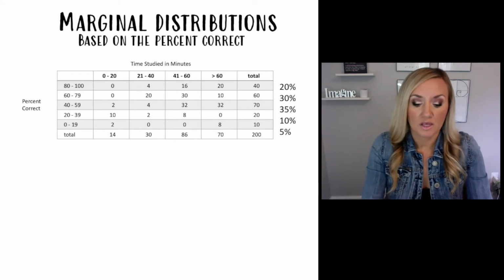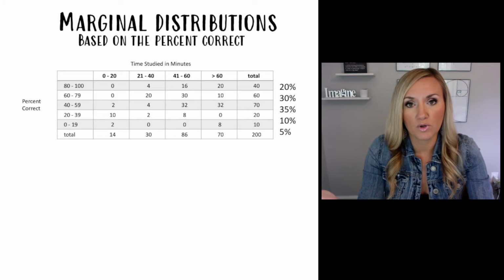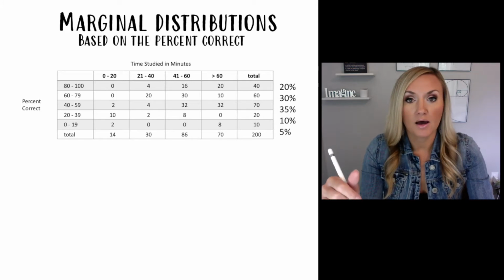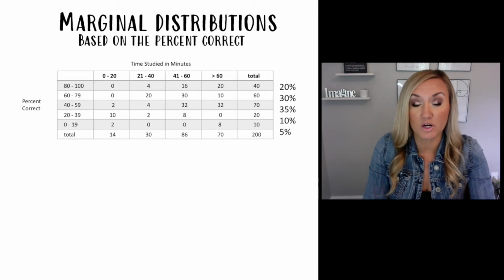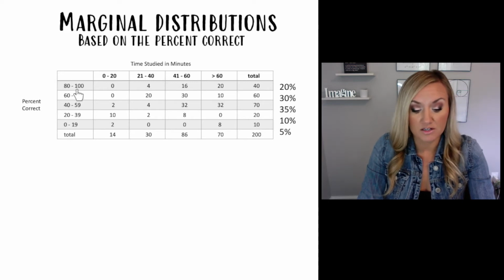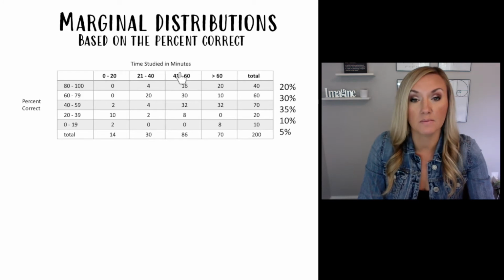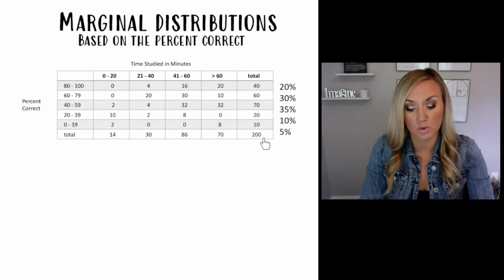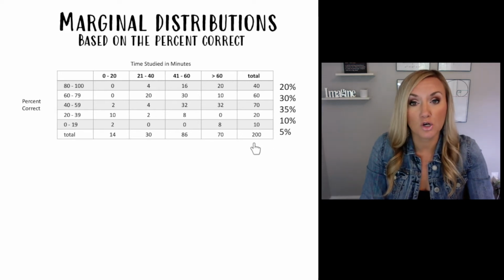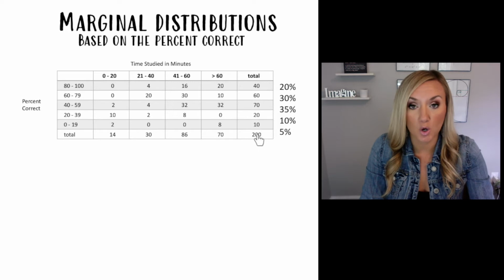Okay, so this two-way table, or we could also call it a joint distribution, we want to interpret it. So let's first take a look at what it is trying to compare. We have the percent correct, so 0% to 100% correct, and time studied in minutes. These are students in a class and their score on the test, and across the top is how many minutes they studied. If you notice in the corner here, we have a total of 200, so that means there were 200 students in the class total.